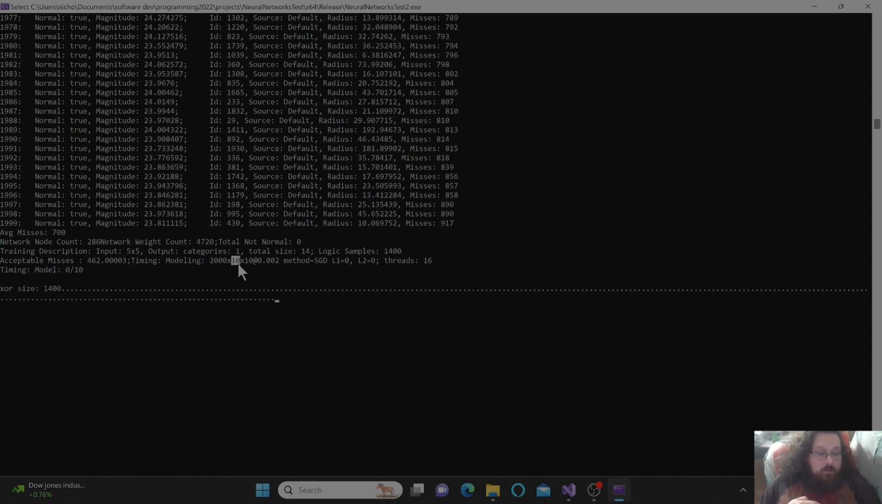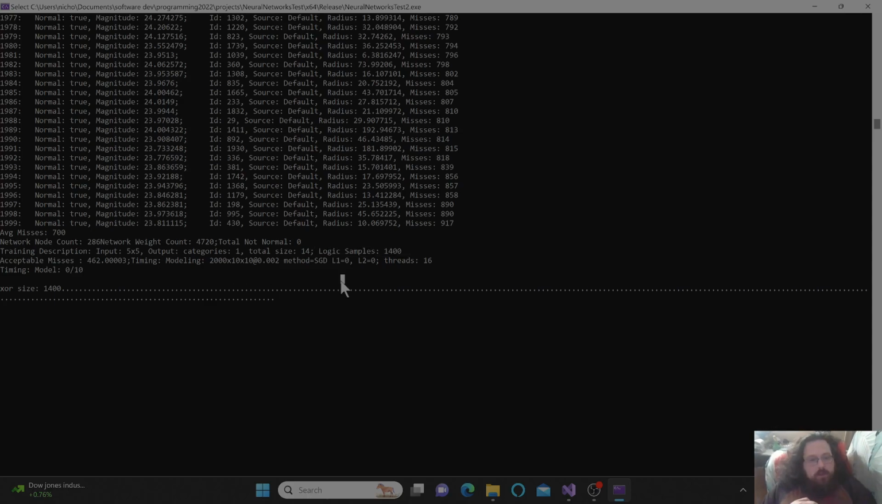It does 10 model generations. Each model generation, it trains each network 10 times using stochastic gradient descent. This is the learn rate. There's no regularization. The network has a square size of 16 by 16, an input size of 25, an output size of 14. It has one category of output for XOR, and this XOR has 1,400 training samples of the XOR function that it's going to try to learn.